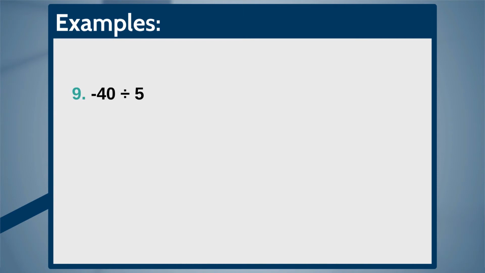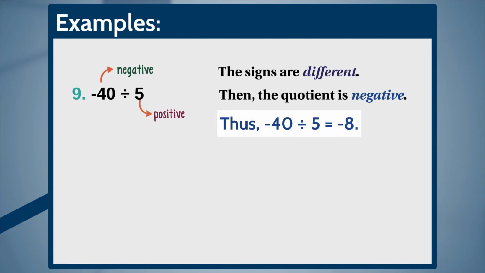For number 9, find -40 divided by 5. Start by identifying the signs. -40 is negative, while 5 is positive. The signs are different, so the quotient is negative. Thus, -40 divided by 5 is equal to -8.